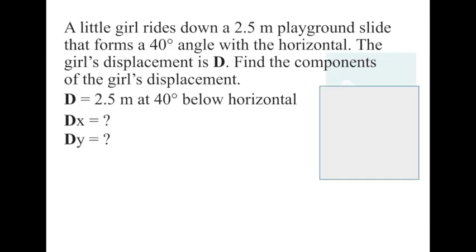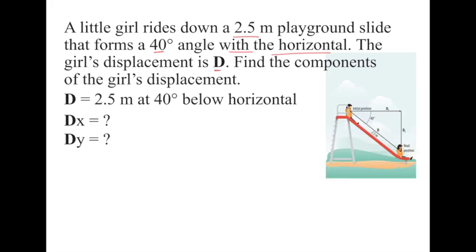So let's look. A little girl rides down a 2.5 meter playground slide that forms a 40-degree angle with the horizontal. With the horizontal is important. The girl's displacement is d, that is the vector. Find the components of the girl's displacement, and they've given us a picture here. What you'll see is we have a slide, so she's going down this slide. The length of the slide is 2.5. They want us to find the vertical movement and the horizontal movement.